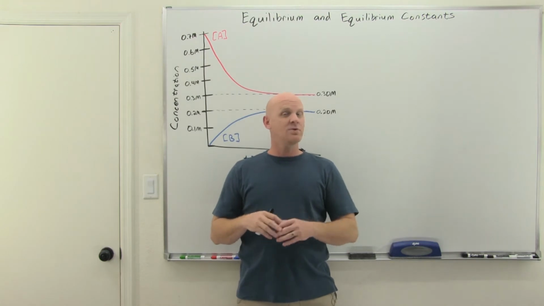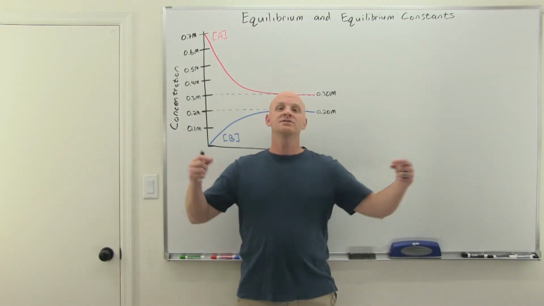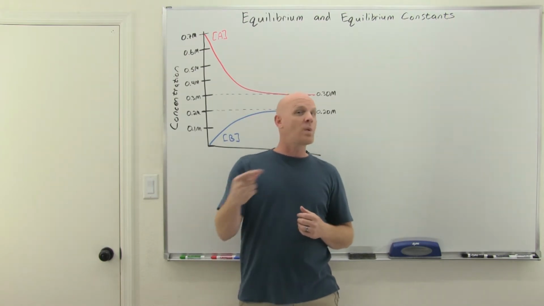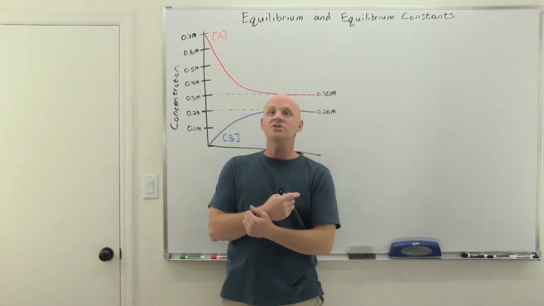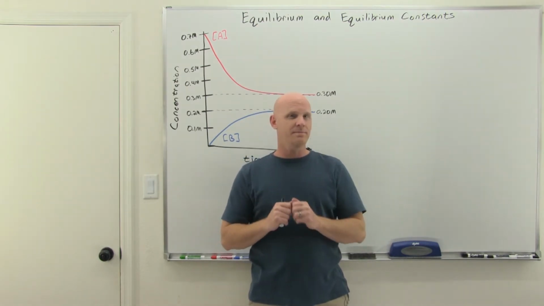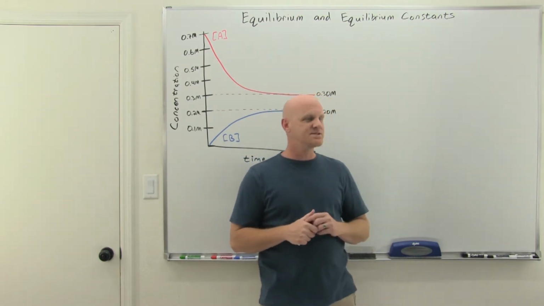Notice this does not mean that you have equal amounts of reactants and products, it just means the reaction is going at equal rates in opposite directions. So the forward rate and the reverse rate of the reaction are equal. It's the rates that are equal, not necessarily the concentrations. So keep that in mind. Big distinction, big common misconception.